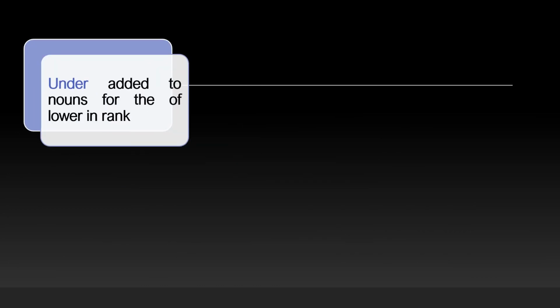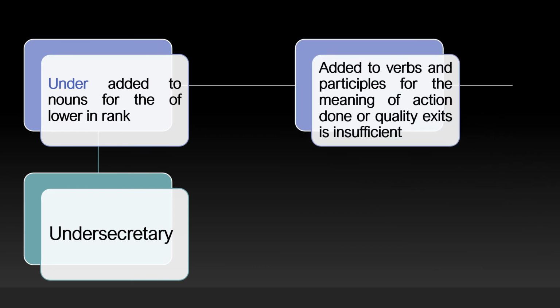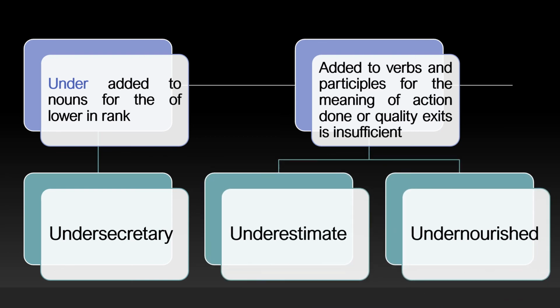And another example of prefix of degree or rank is under, which is used with noun and verb. When it is used with a noun, it will get the meaning of lower rank, for example under secretary, and when it is used with verb and participle, it is for the meaning of action done or quality existing for something that is insufficient, for example underestimate and undernourished.